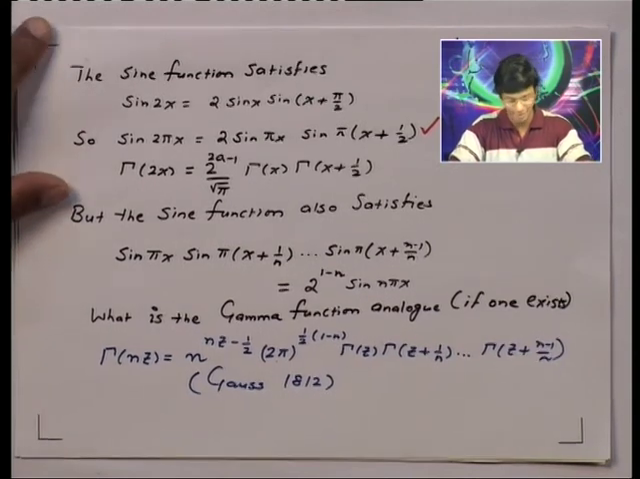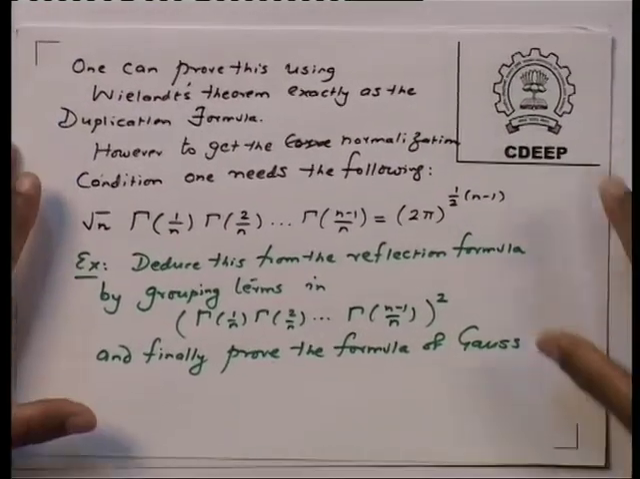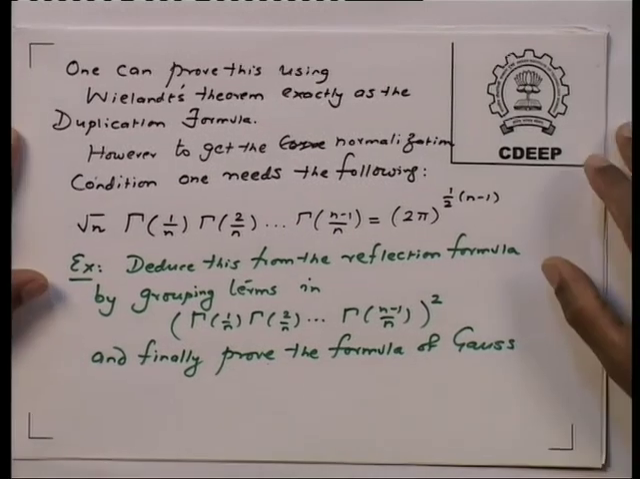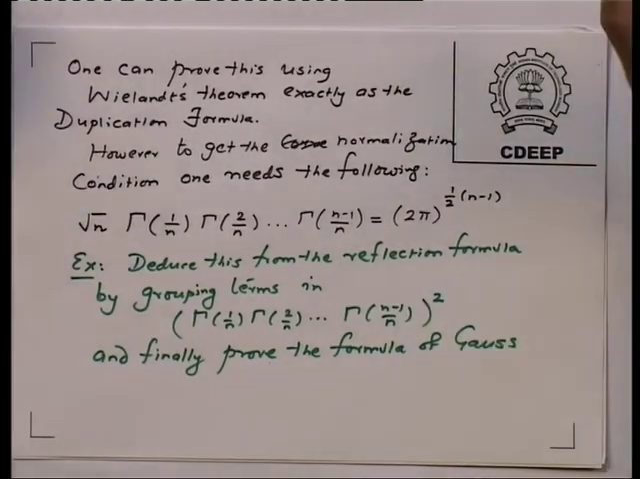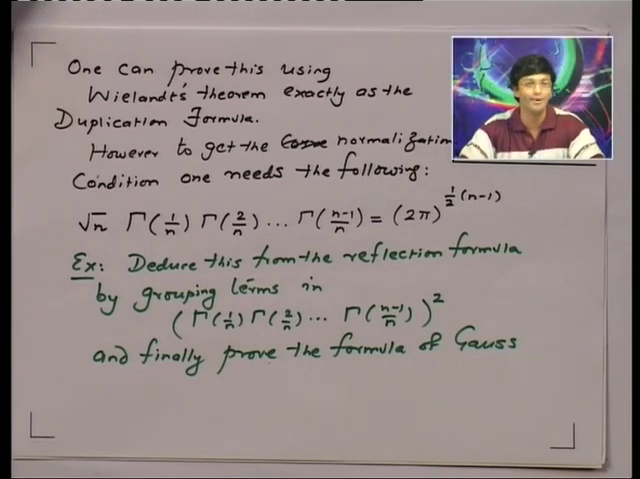Well, one can prove Gauss's formula exactly as one proves the duplication formula using Wielandt's theorem. Exactly as you did with Wielandt's theorem, imitate the proof of the duplication formula to prove Gauss's product formula using Wielandt's theorem. That is an exercise for you. You will of course need the normalization.